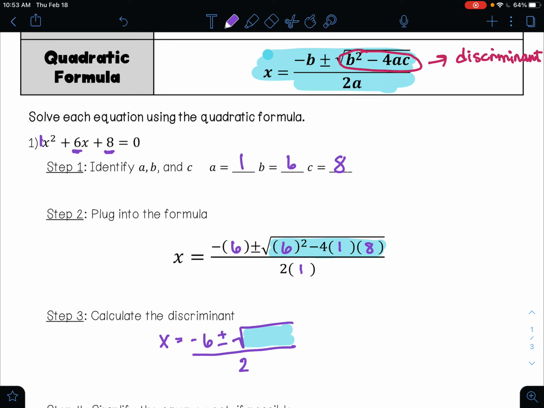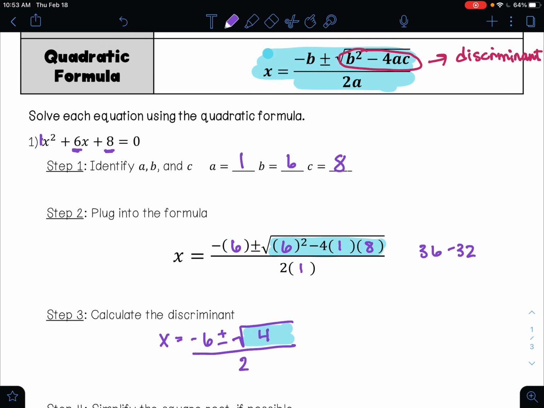So 6 squared is 36. Negative 4 times 1 is negative 4. Times 8 is negative 32. So 36 minus 32 is 4. So I've calculated the discriminant. The discriminant is 4.